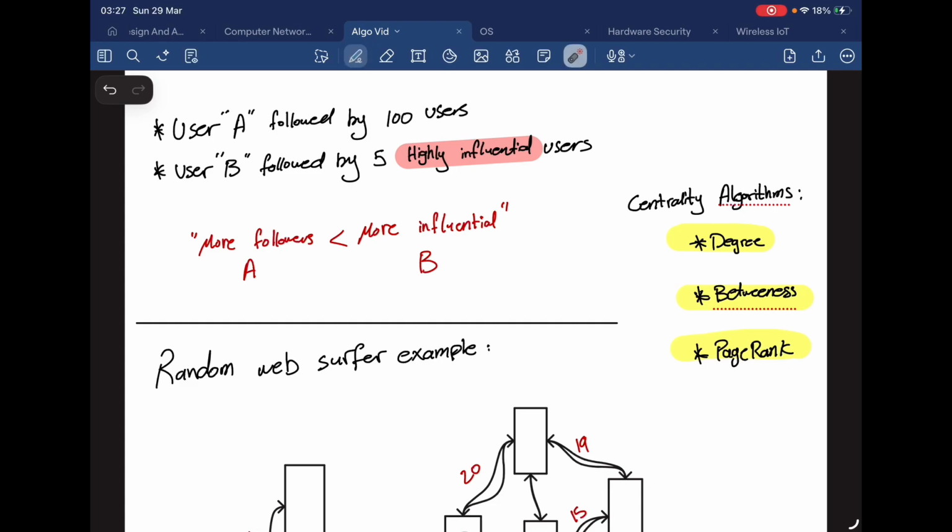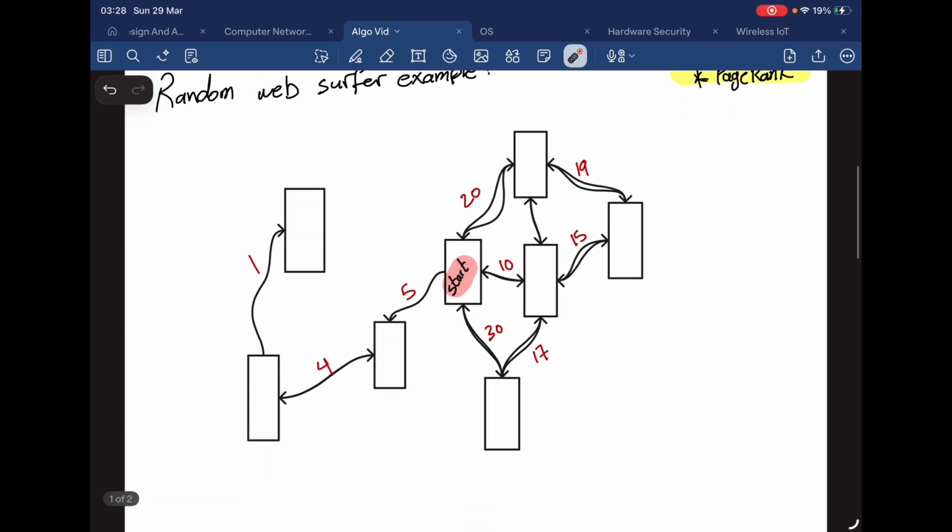Let's take this example. We have 2 users. Let's say that user A is followed by 100 random users, and user B is followed by 5 but highly influential users. Even though A has more followers, B might actually be more influential. PageRank captures this difference. Now, to model this mathematically, PageRank simulates a random user moving through the network.